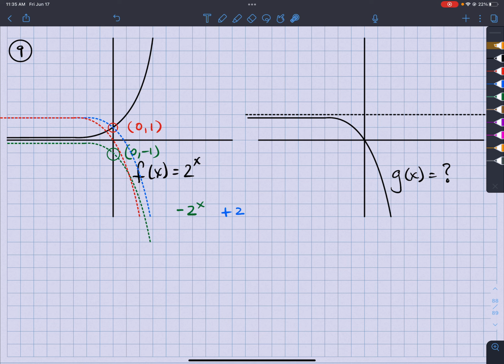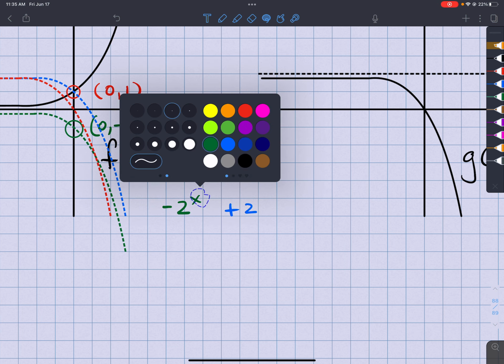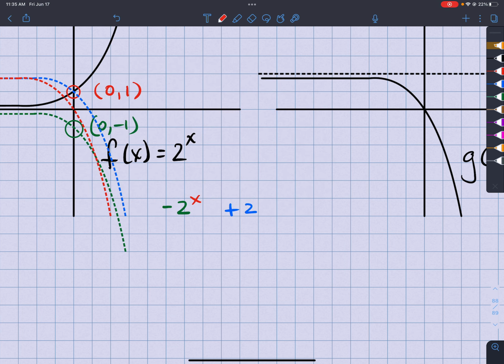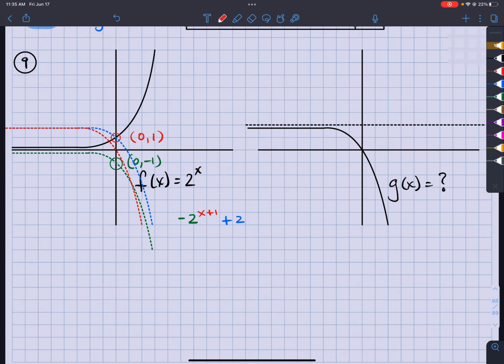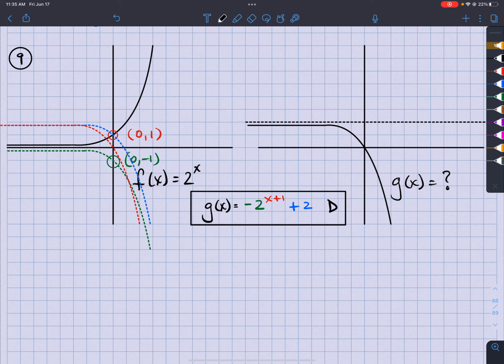So if that's the case, I said I shifted left 1, correct? So that means this is not going to be x. It's now going to be x plus 1, because I shifted left. Okay, so that means my g of x is going to be right here. This is going to be my g of x, and that is going to be choice D. So again, I reverse engineered this whole thing so I can get to the right graph.